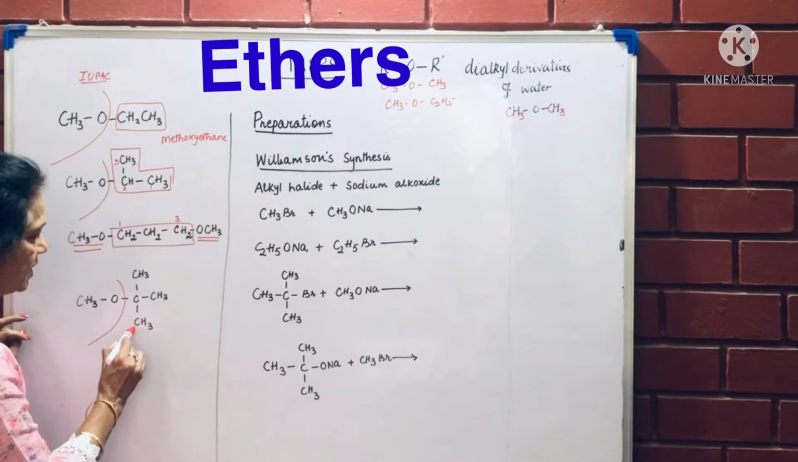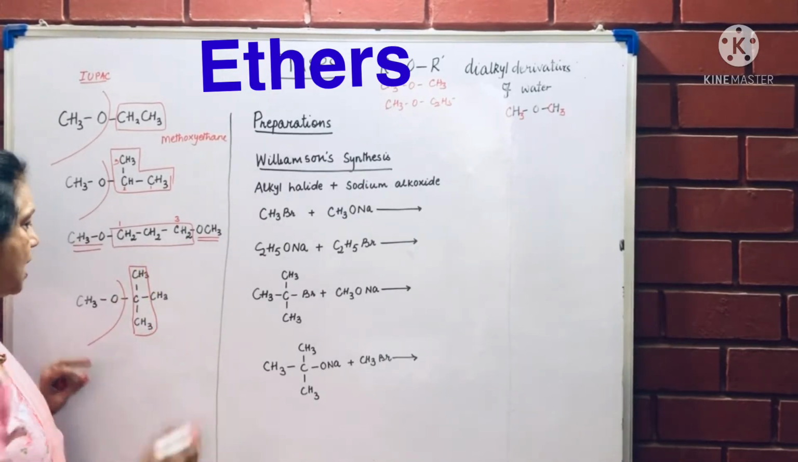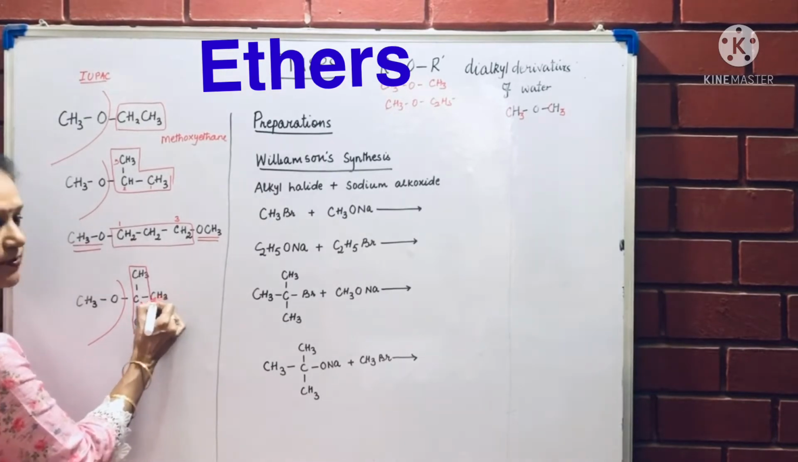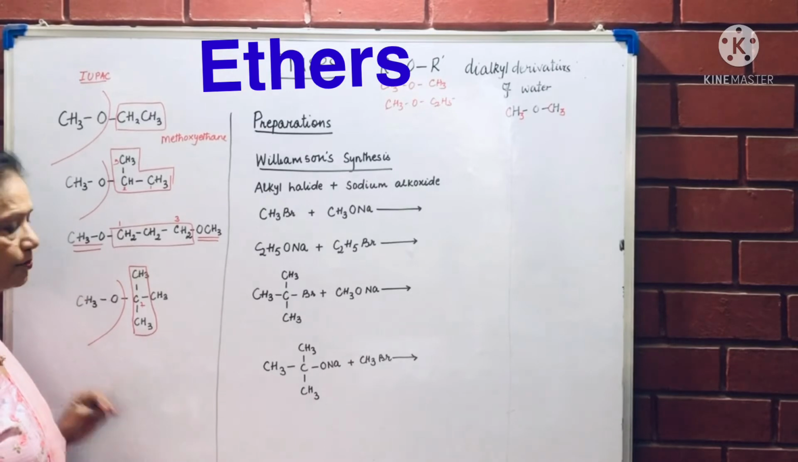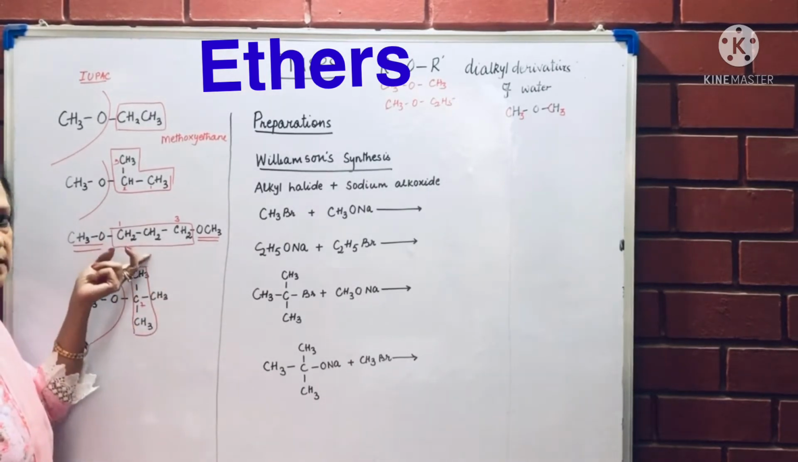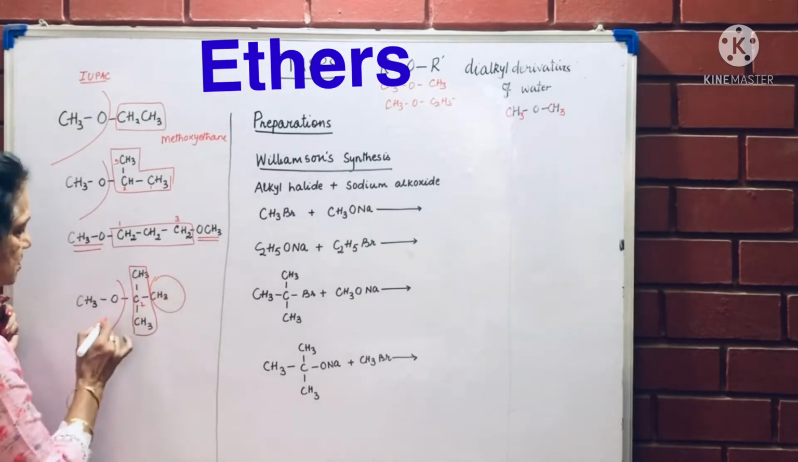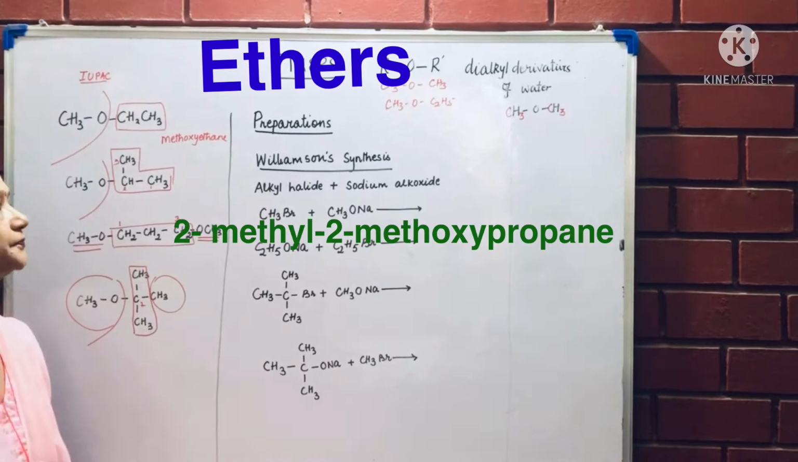Now this is the functional group OCH3 attached on this carbon atom. I'll have to take the longest chain. This is the longest chain. At place 2 there is a methyl group, as well as on place 2 is a methoxy group. So 2-methyl, 2-methoxypropane. 2-methyl is this, 2-methoxy and then propane.